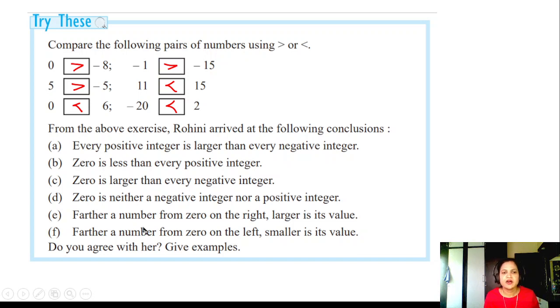Yes, it is correct. Further, for a number to the right of 0, larger is its value. Yes, as you move on to the right side, the numbers keep on increasing. Further, for a number to the left of 0, as you move away from 0 towards the left side, smaller is its value. Do you agree with her? Yes.